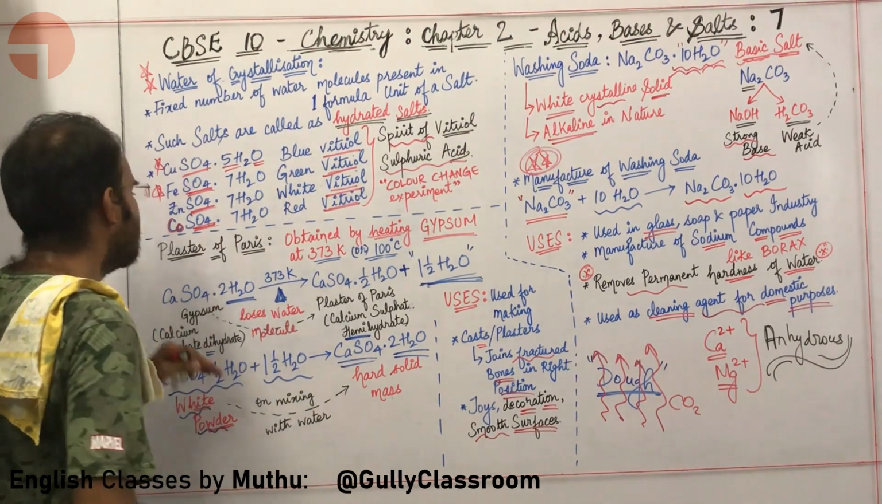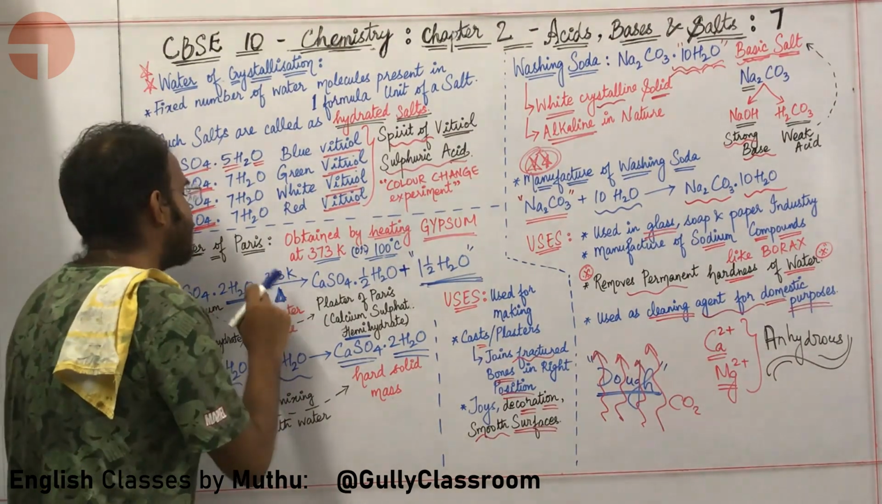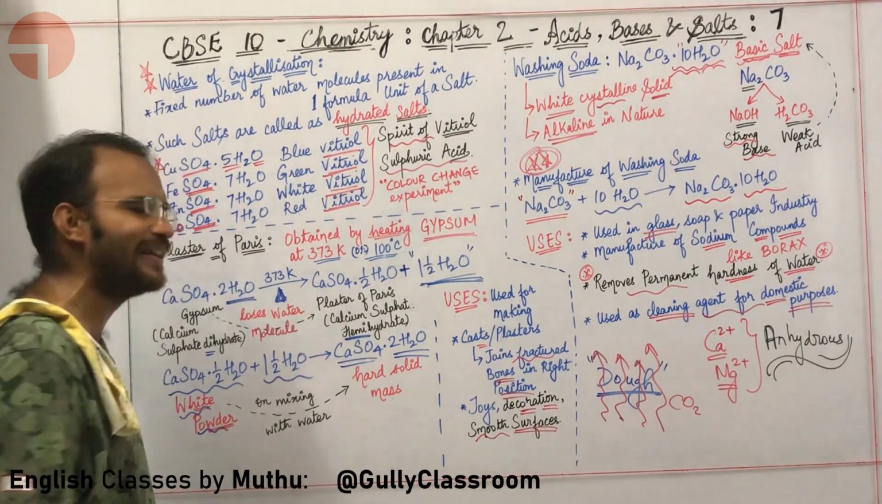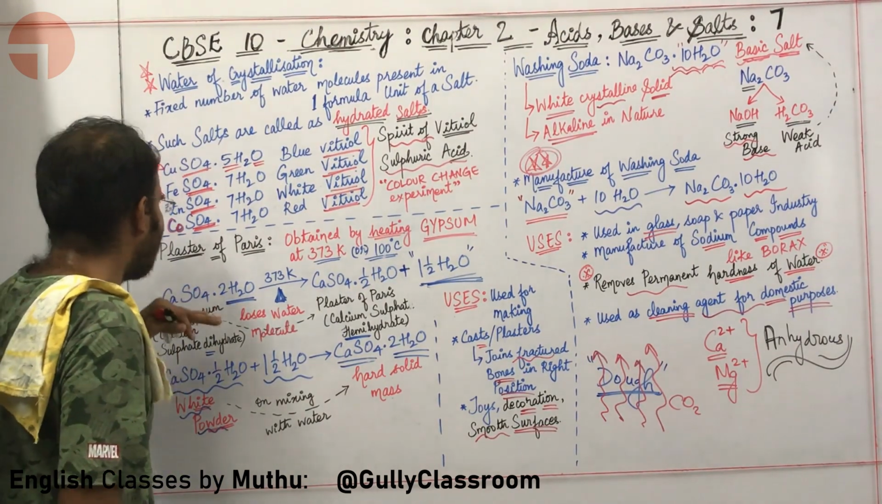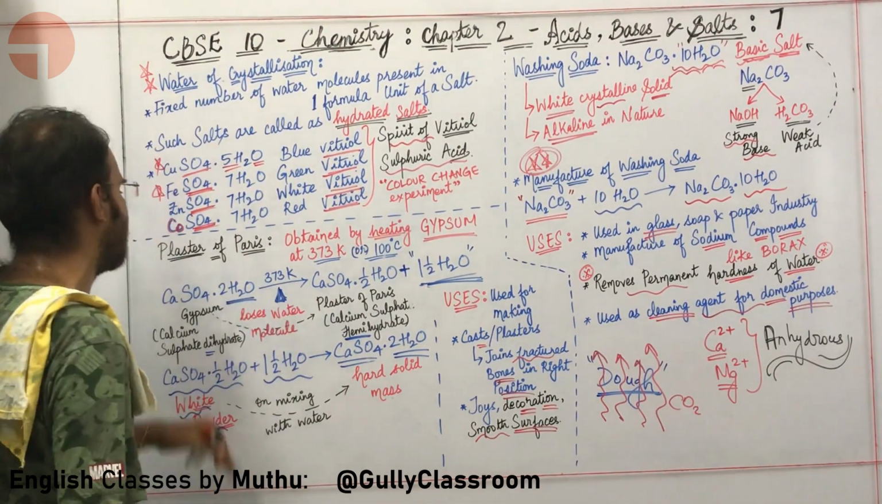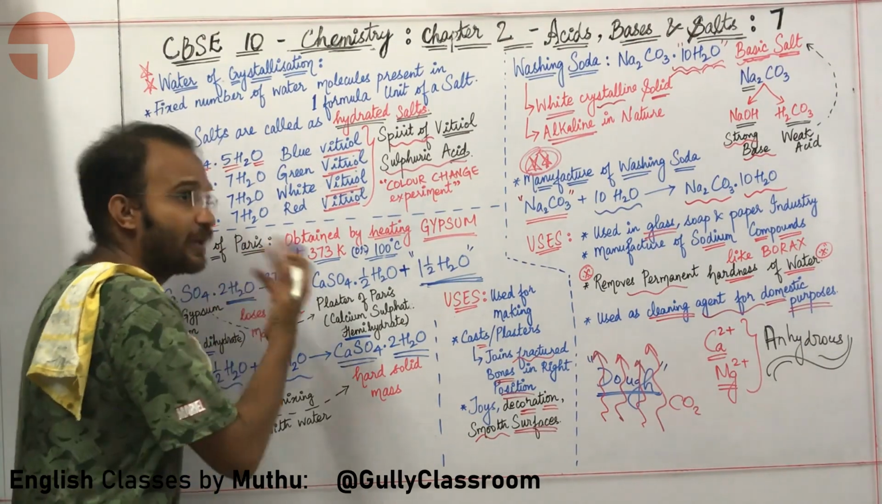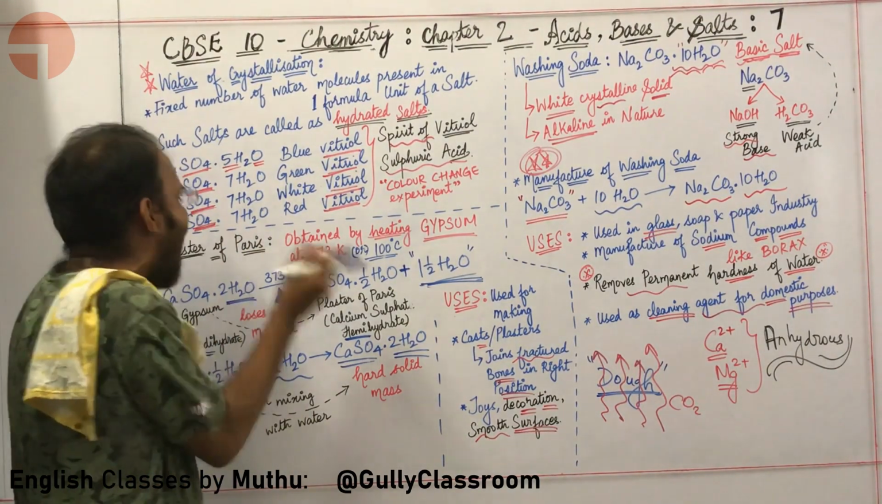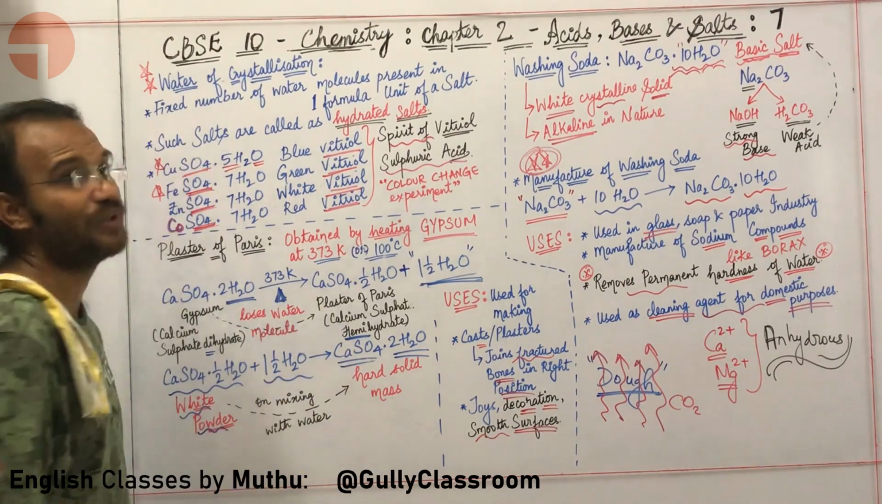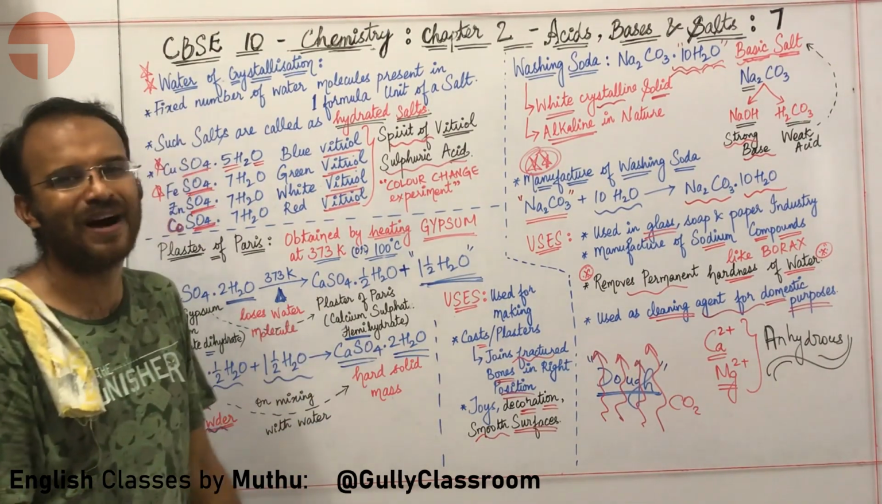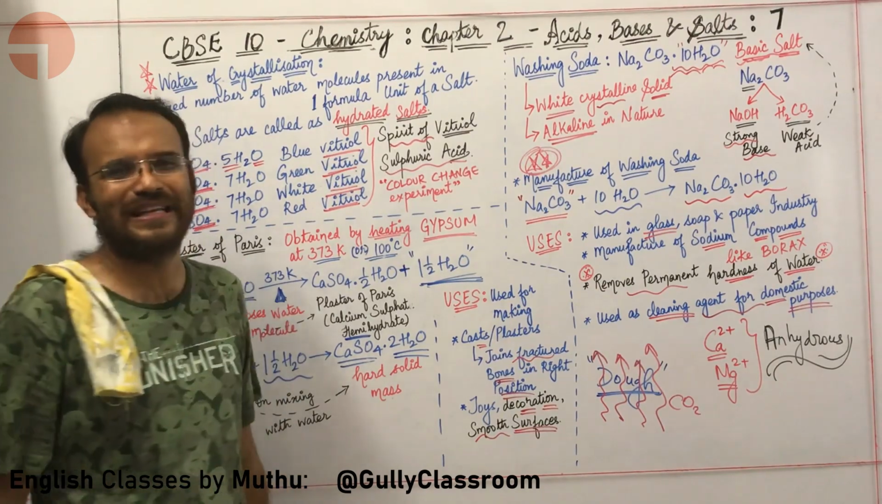If you heat to 373 Kelvin or 100 degrees centigrade, what will happen? Calcium sulfate dihydrate will form Plaster of Paris. If you heat gypsum, you get Plaster of Paris. If you add water to Plaster of Paris, you get back gypsum as a hard and solid mass. Are you able to understand what is happening?